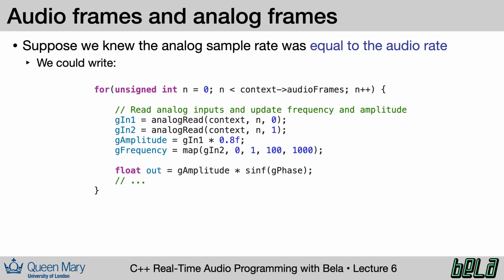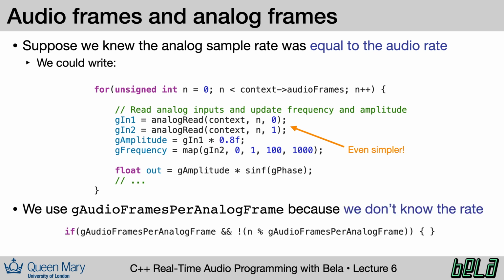Here's an even simpler case. Suppose that we knew that instead the analog sample rate was actually equal to the audio sample rate. In that case, we don't have to do anything special at all. We can just call analogRead, pass it the frame number n, which is the same as the audio frame number because now they have the same sample rate. Very easy in this case.